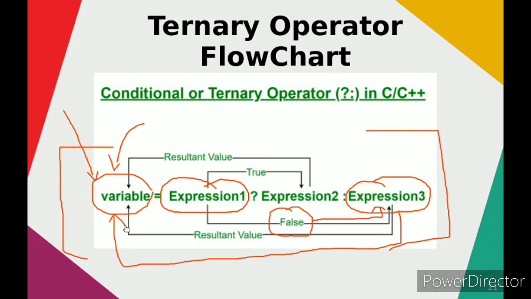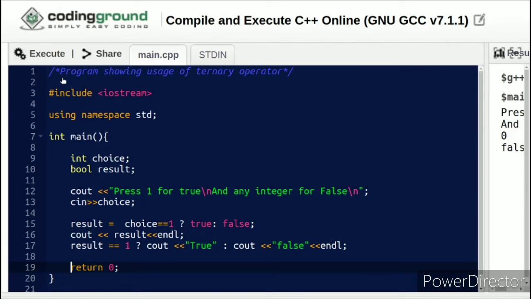Now that we know what the ternary operator is, and we have even looked at the flowchart of the ternary operator, let us now try to make use of the ternary operator in our program. This is a very simple program which shows the usage of our ternary operator.